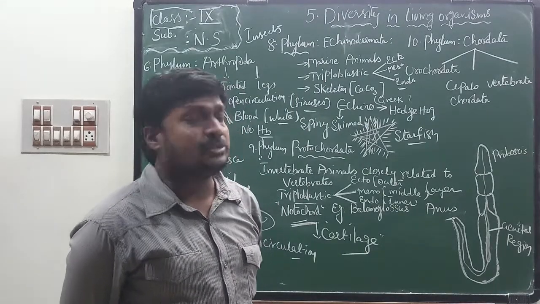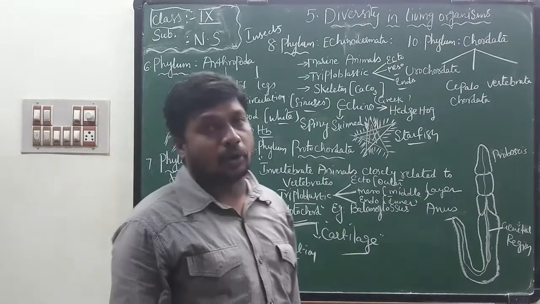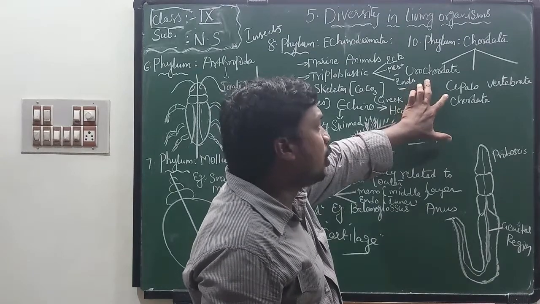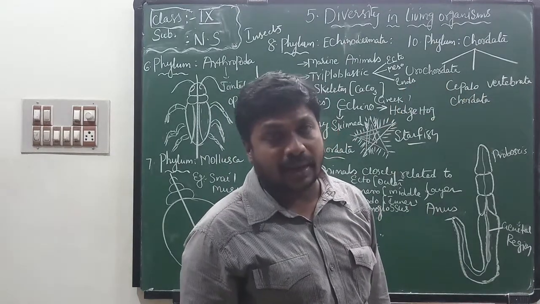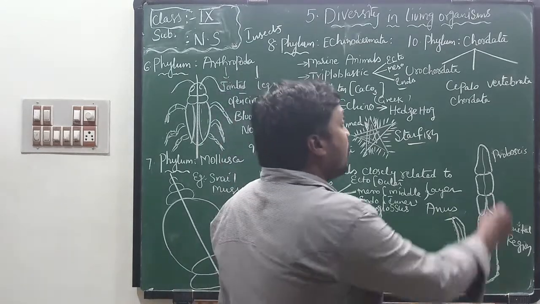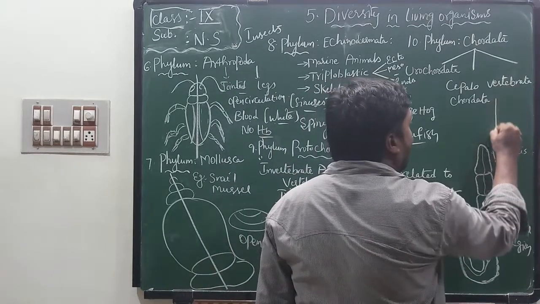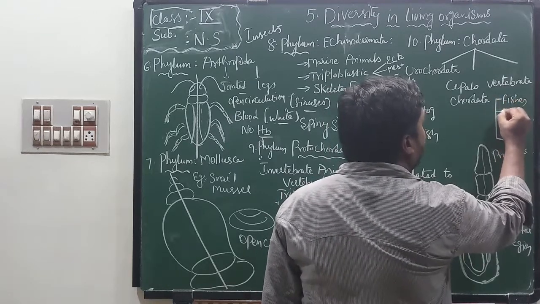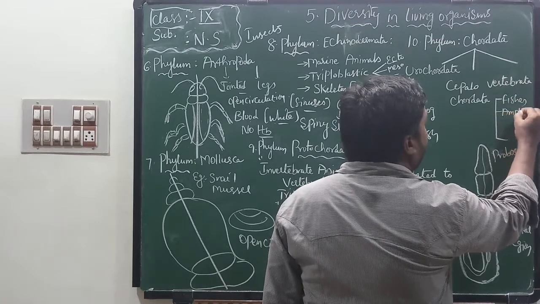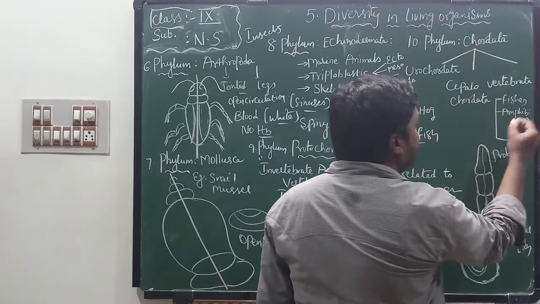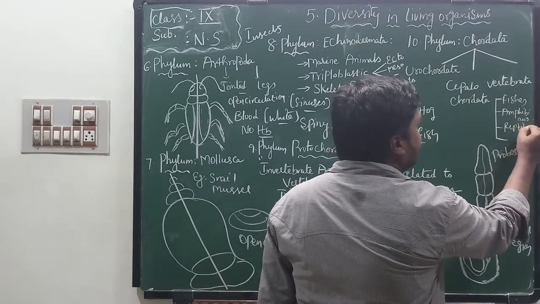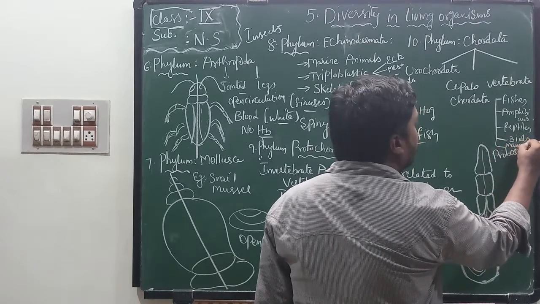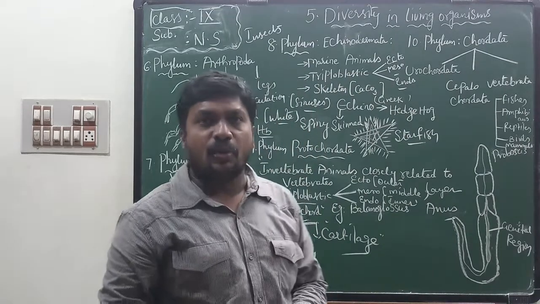The 10th phylum, Chordata. Chordata means the animals which have a vertebral column. Phylum Chordata is again classified into Urochordata, Cephalochordata, and Vertebrata. Vertebrata is again classified into 5 groups, that is fishes, amphibians, reptiles, birds, mammals. These are the 5 groups of organisms present in phylum Vertebrata.